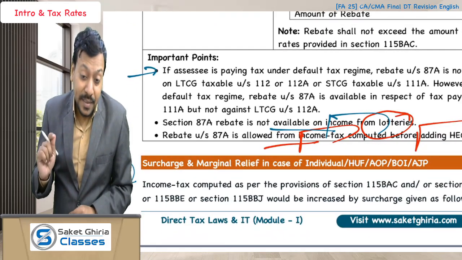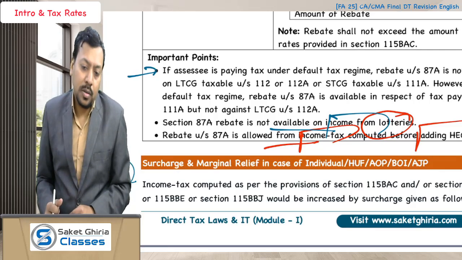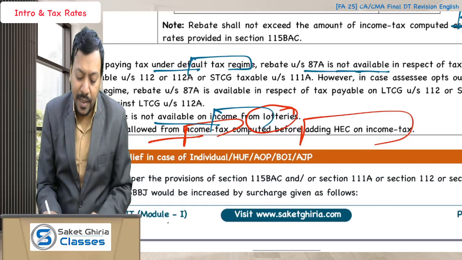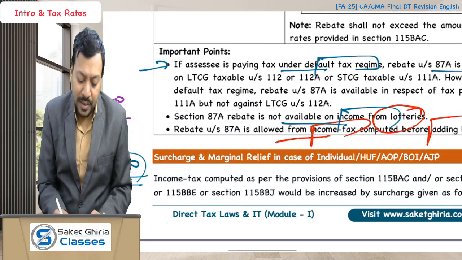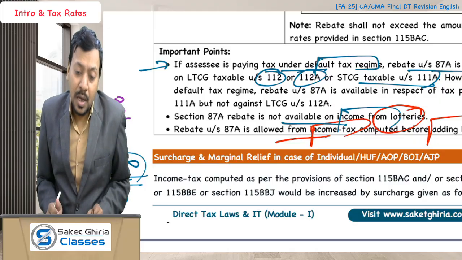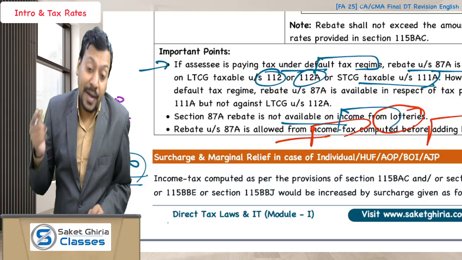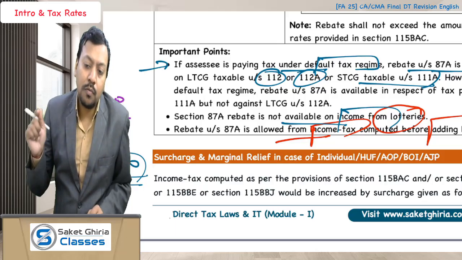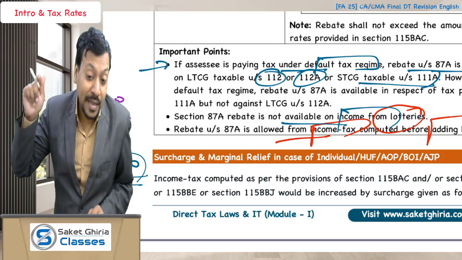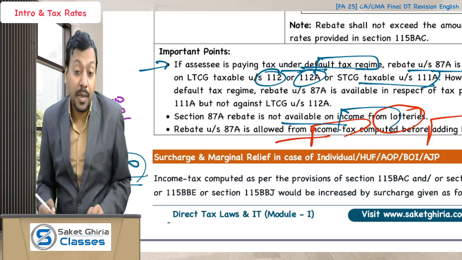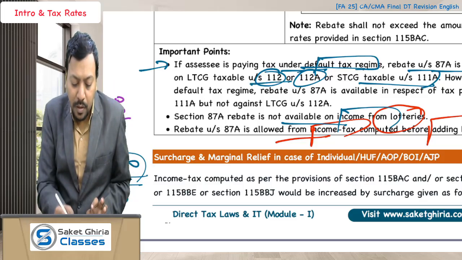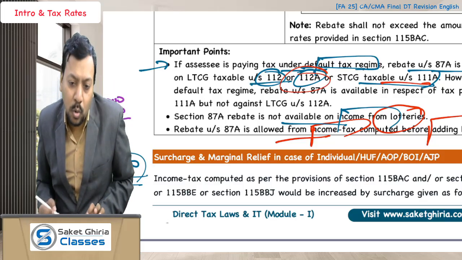A rebate under section 87A is not available if the assessee is paying tax under the default tax regime. Rebate under section 87A is not available in respect of tax payable on LTCG under section 112, 112A, or short-term capital gain under section 111A. It means if the assessee has any income taxable under section 112, 112A or 111A, the 87A rebate is not available on that income. 87A rebate is not available if the assessee is in the default regime. But if the assessee is in the optional regime, that rebate is available on 112 and 111A but not on 112A.